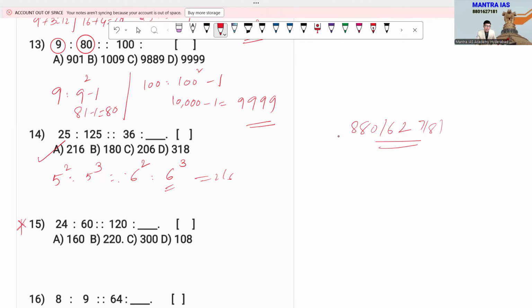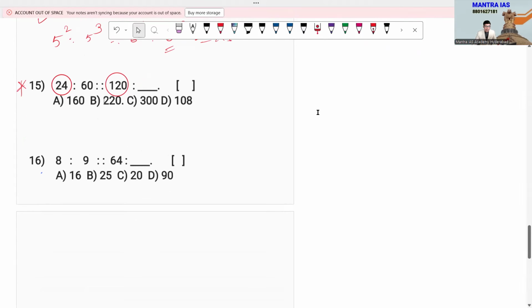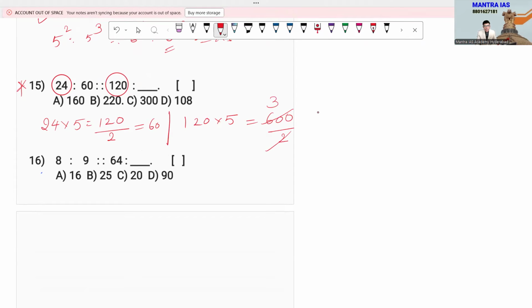Now this is also one of the important questions. 24 is to 60, 120 is to what? Baba, 24 into something is 60, and 120 into something, we have to do that. Directly it's not there. 24 into 1, 2, 3, 4, 5, it's not possible to get 60. But we'll get it by doing one thing. No doubt 24 5s are 120. To get 60, I have to divide by 2. It is 60. Same style, 120 into 5, 12 5s are, of course, 600. Divide by 2. This is exactly what, my dear? 300. This is a way of doing.